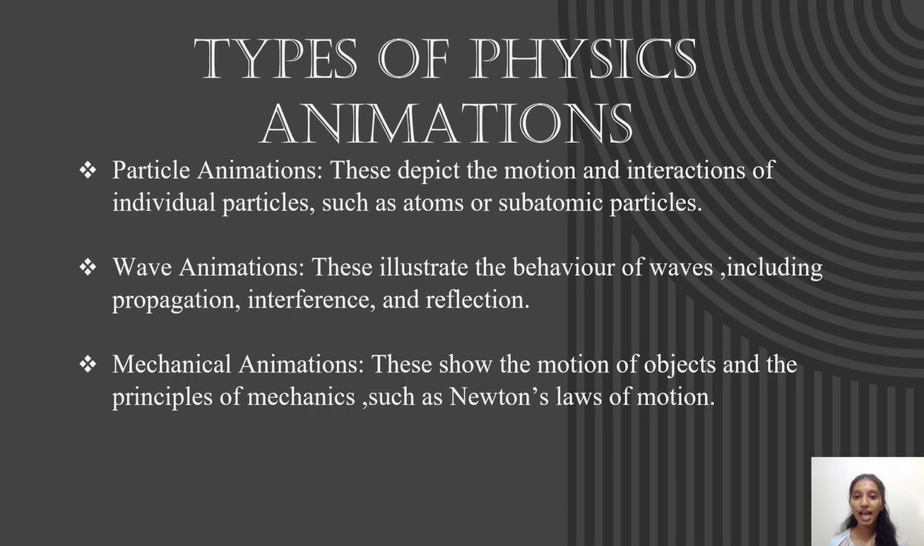Types of physics animations: particle animations, wave animations, mechanical animations. Particle animations depict the motion and interactions of individual particles such as atoms or subatomic particles. Wave animations illustrate the behavior of waves, including propagation, interference and reflection. Mechanical animations show the motion of objects and the principles of mechanics, such as Newton's laws of motion.